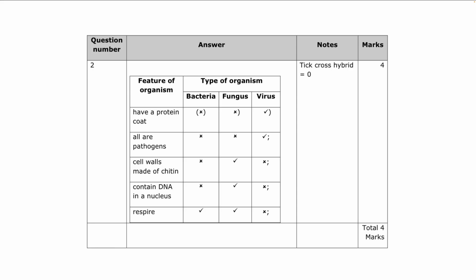And also only fungi will have cell walls made of chitin. The only eukaryotes here are fungi, so they're the only ones whose DNA is stored in a nucleus. And finally, bacteria and fungi are living, so both of them undergo the process of respiration, one of the MRS GREN processes. Give yourself a mark out of 4 for this one.